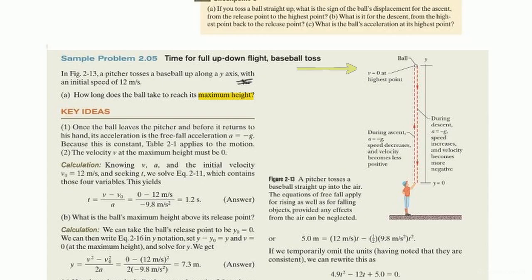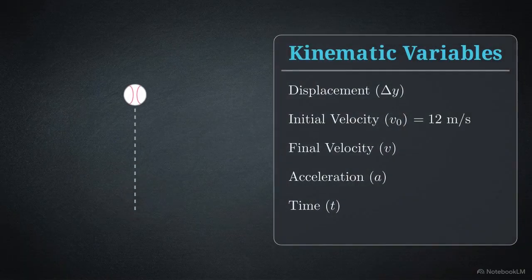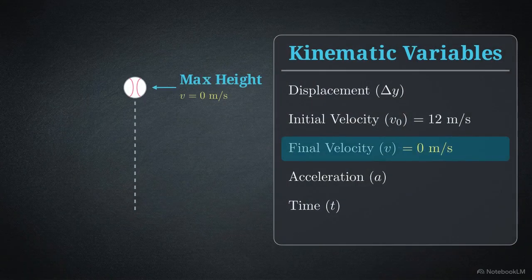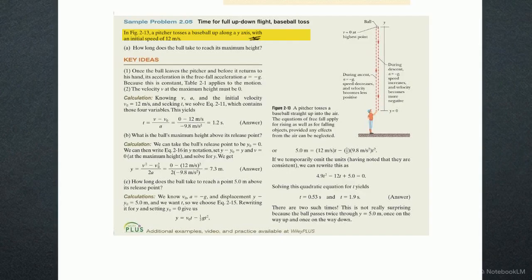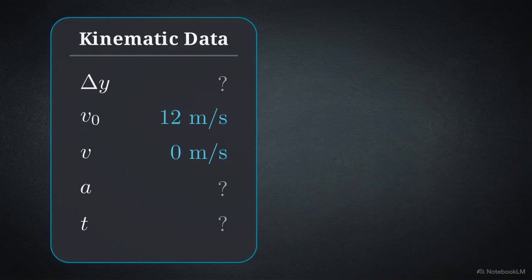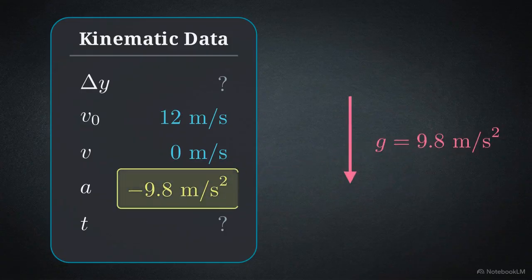At the very peak of its flight, the ball must momentarily stop before falling back down. In mathematical terms, its final velocity at that point is exactly 0. The prompt also specifies the ball is tossed into the air. Near Earth's surface, objects in free flight accelerate downward at 9.8 meters per second squared due to gravity.